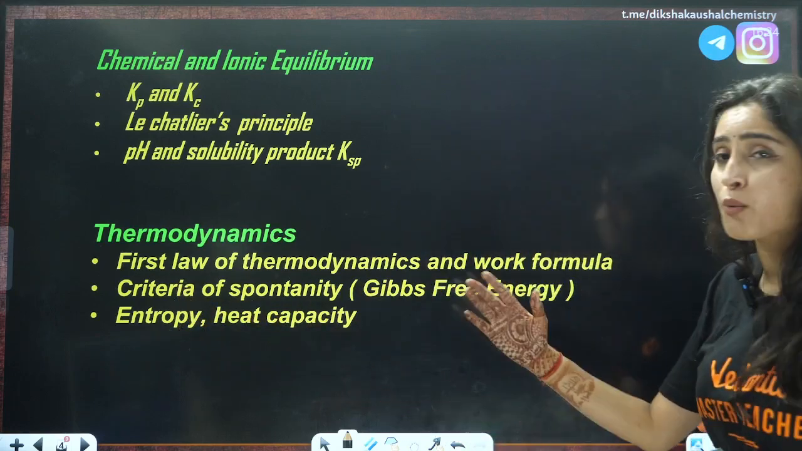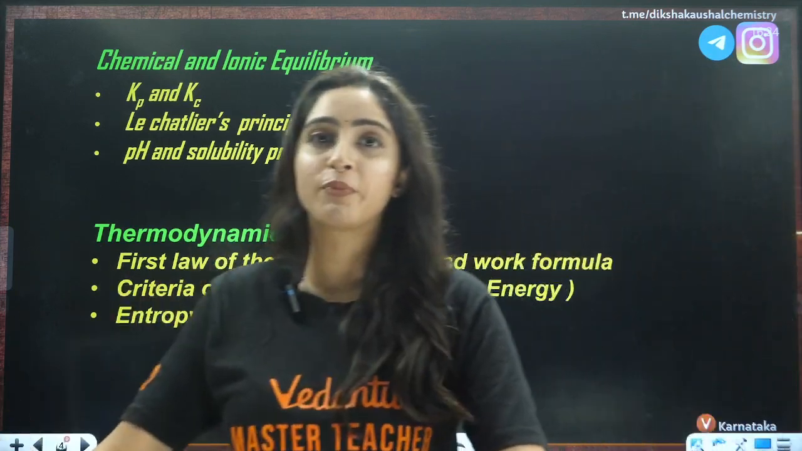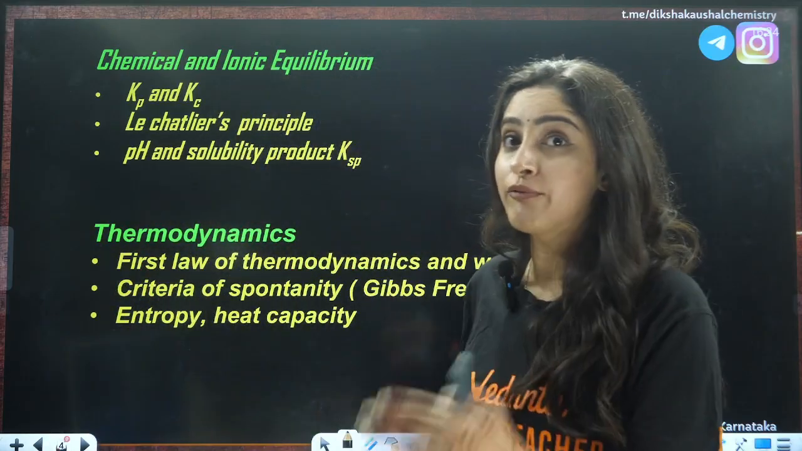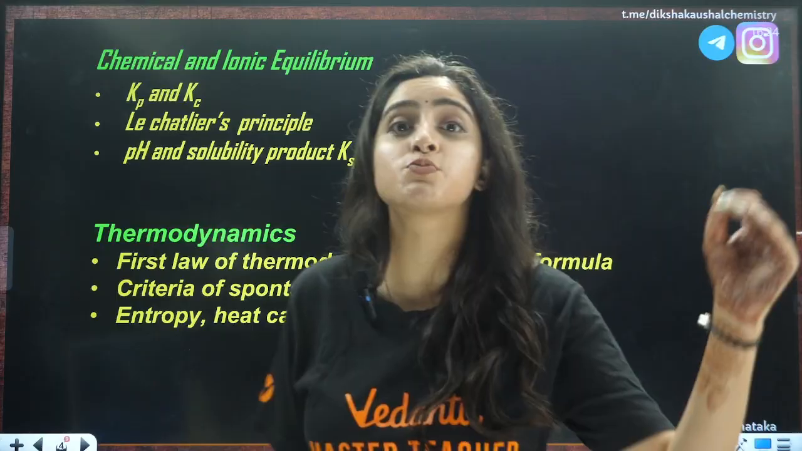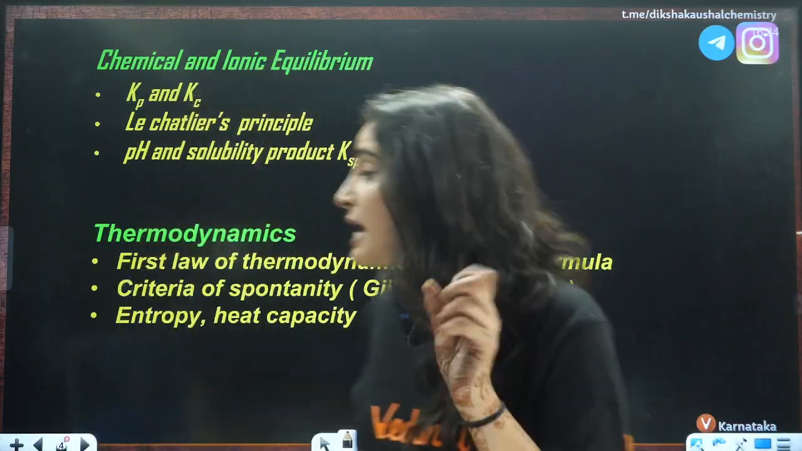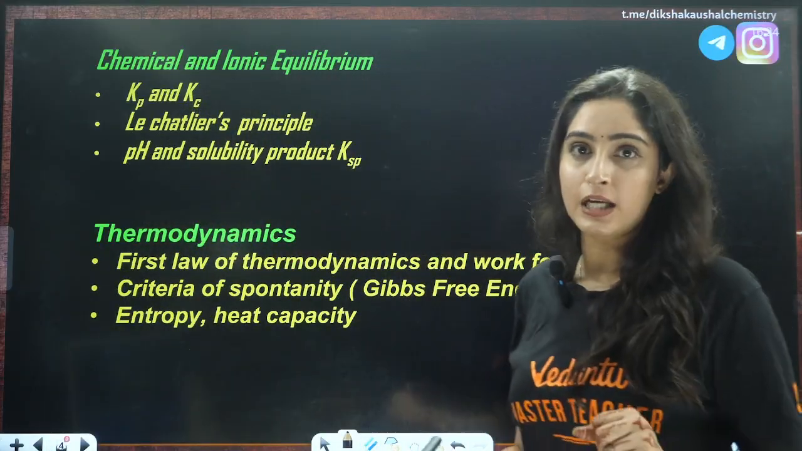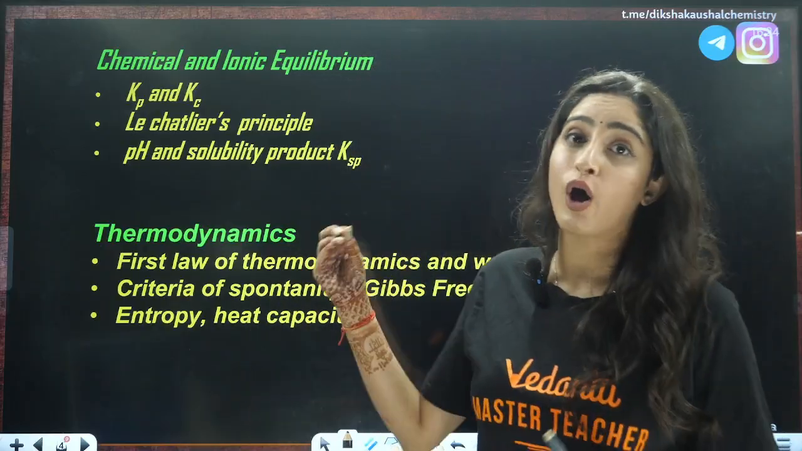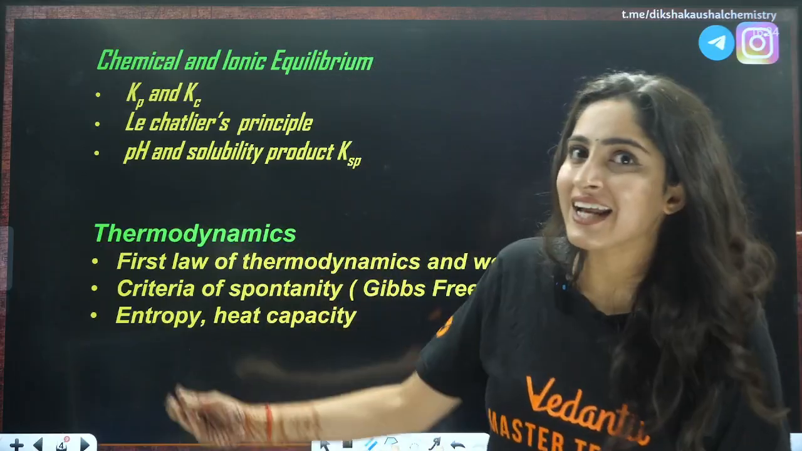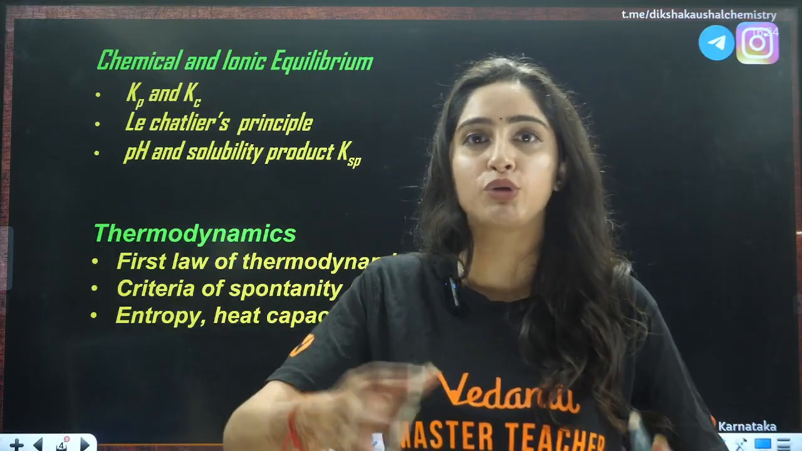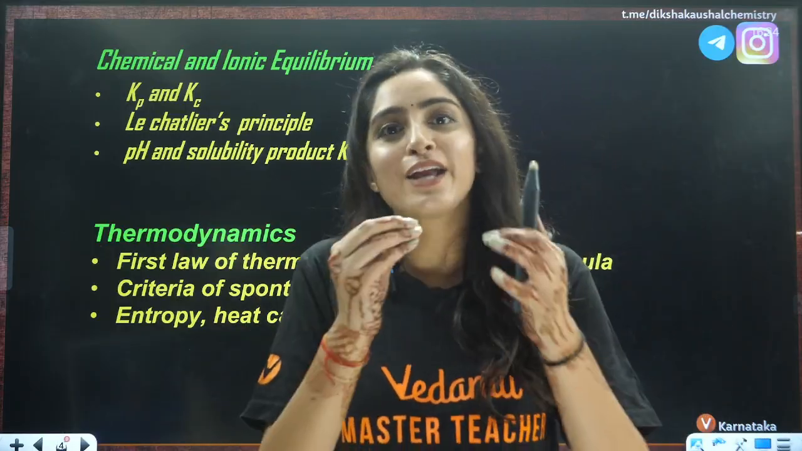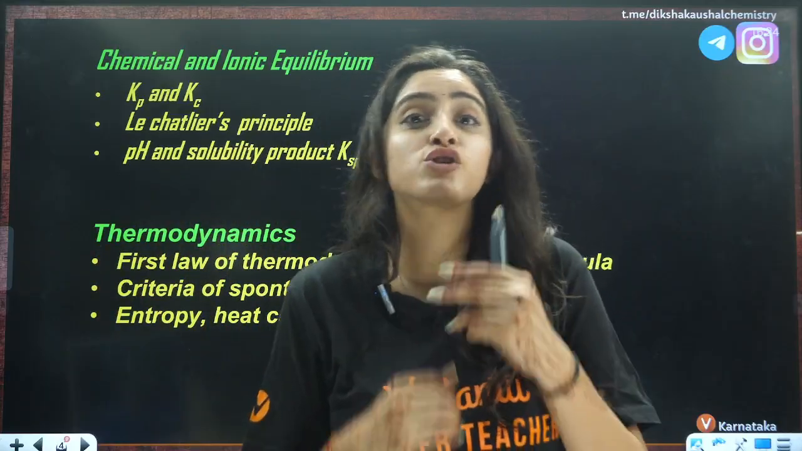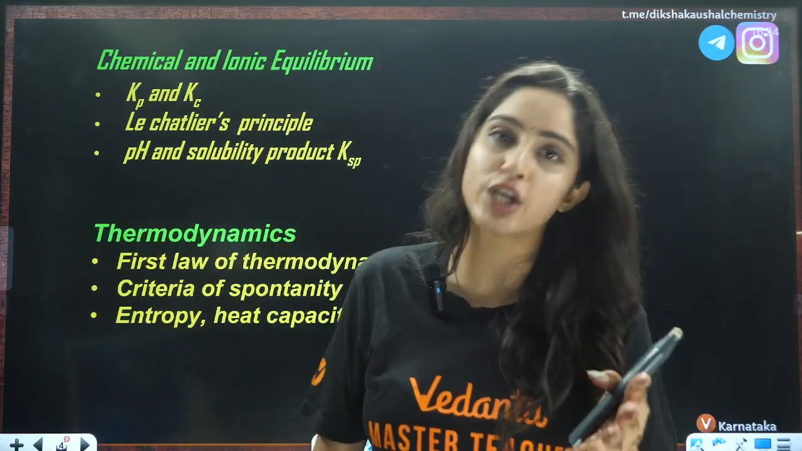Next is criteria of spontaneity. Now this criteria of spontaneity, basically it's a relation between delta G, delta S and delta H, right? From where you can tell whether this reaction is spontaneous or non-spontaneous. Next is entropy and heat capacity. Now from this, direct question can be asked based on specific or molar heat capacity, or direct question related to the entropy, right? Entropy, whether it's positive, whether it's negative, right? Where the disorderness is increasing, where it is decreasing.